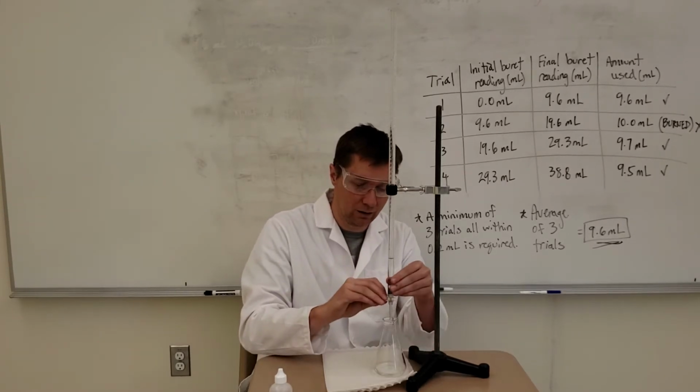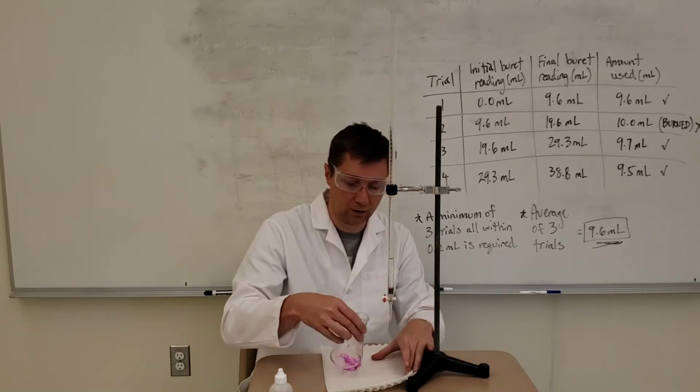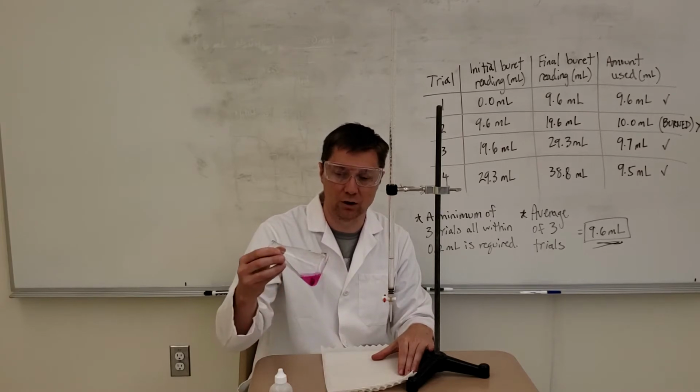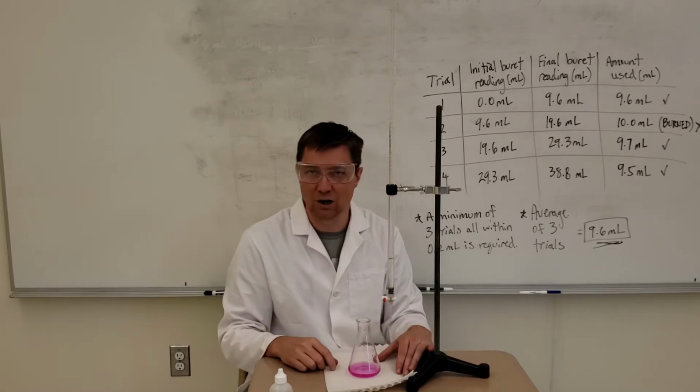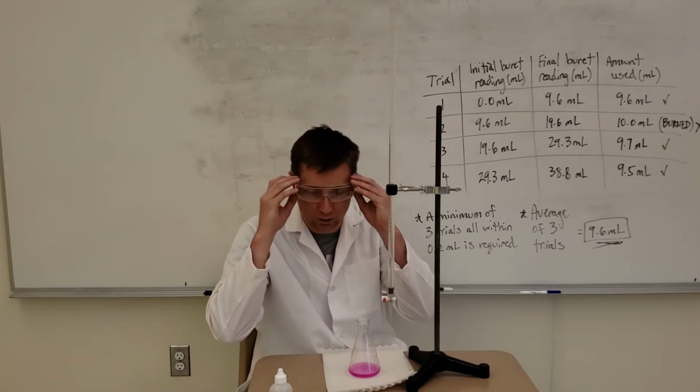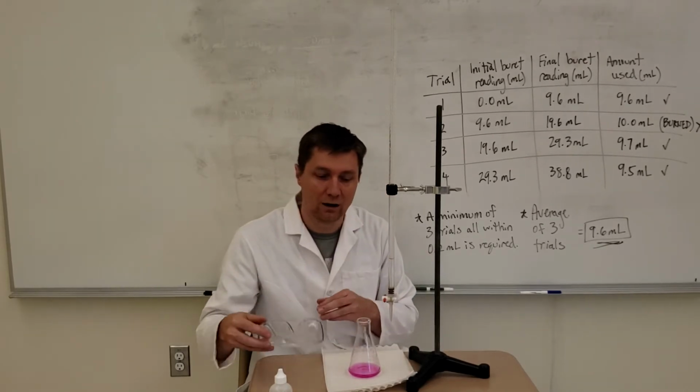And so if we take a look at what the burned solution would look like, even just 1 or 2 more drops here, you can see that this is going to end up that dark pink, and that's not what we're looking for. So hope this is helpful, and it gives you a sort of a visual on what titrations look like and how to do them.